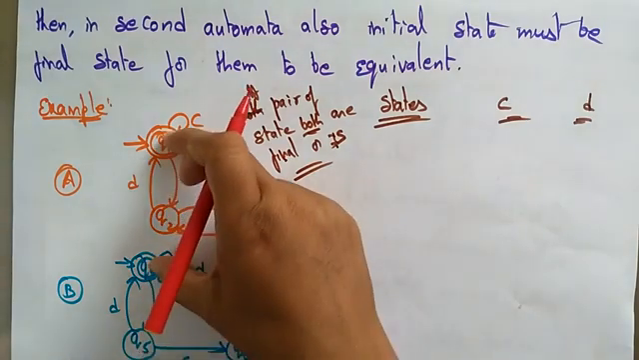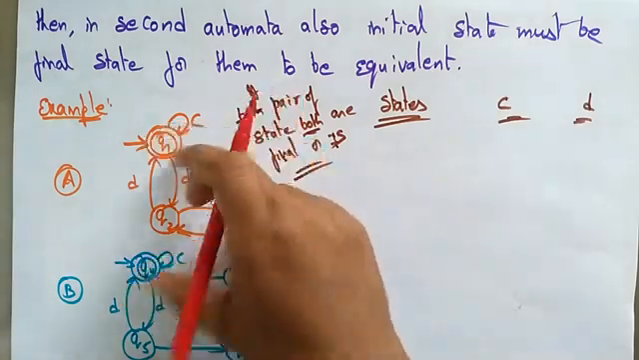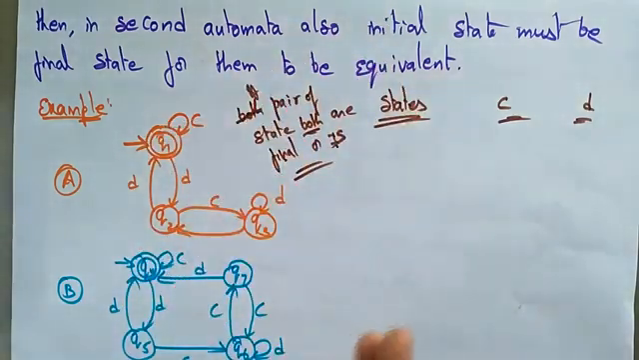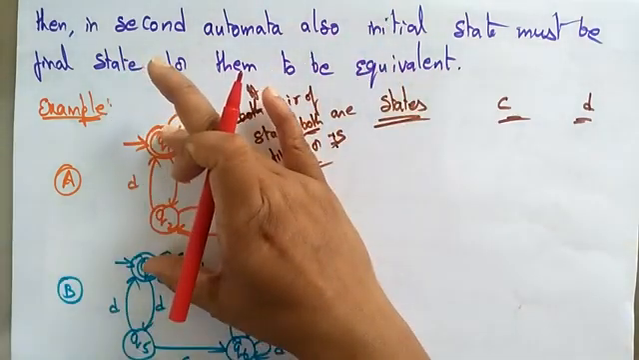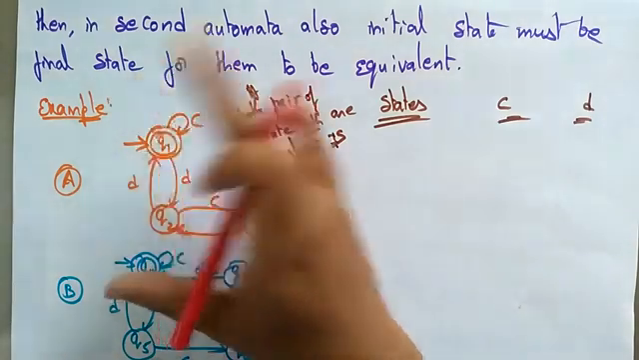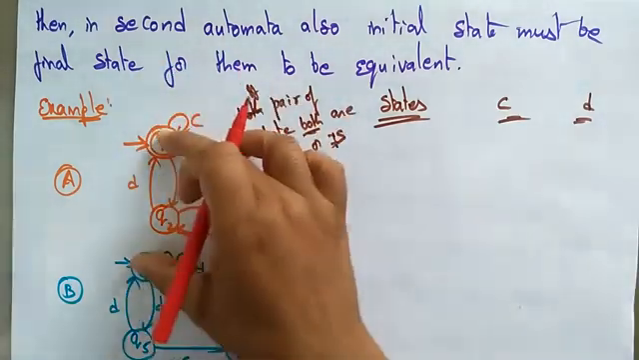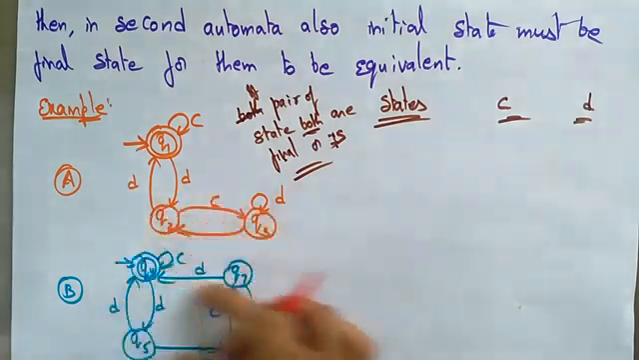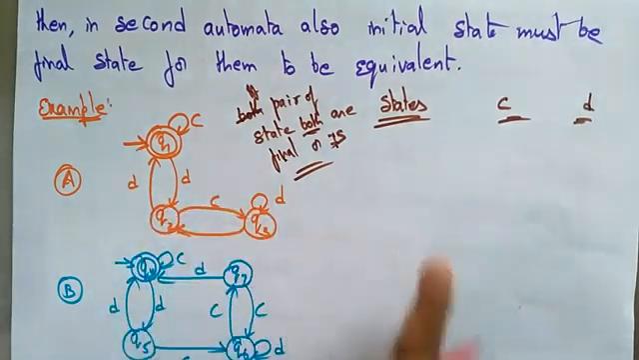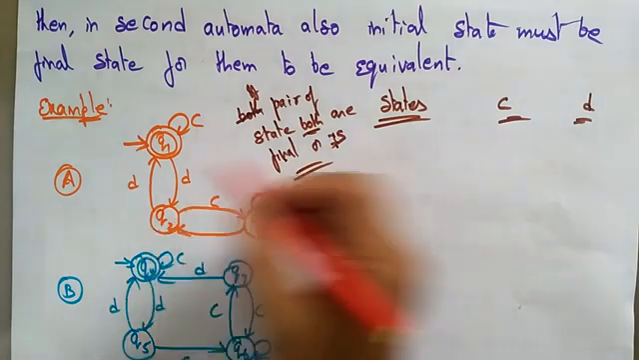So here both have the same initial and the same final. So then you can say that for these two states, the given automata are equivalent. We need to check all the pairs of states. If all the pairs of states are both final or both non-final, then we can say that the finite automata are equivalent. So let me check.